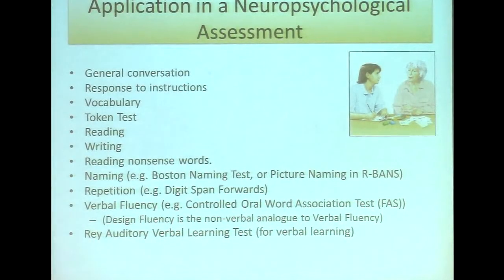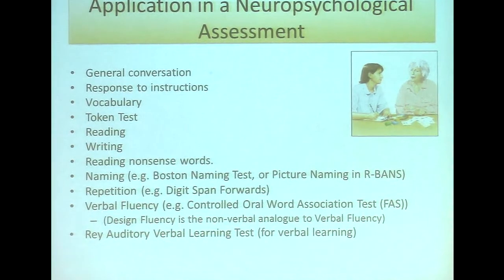Reading, of course, and getting the person to write something, a paragraph about themselves. Ideally, if you're suspecting there's some sort of aphasia or dyslexia, you've got to check their ability to read nonsense words. You get a number of naming tests, like the Boston naming test, and the R bands is quite a nice picture naming test to see if they have naming difficulties.